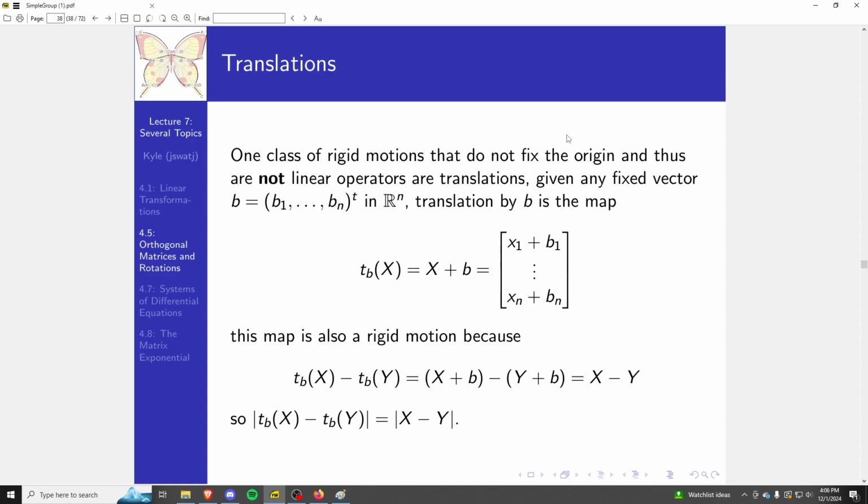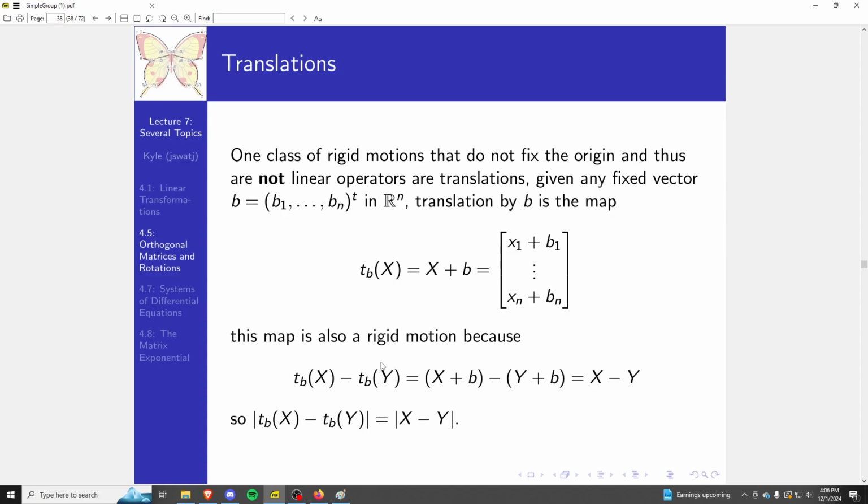And so before, literally in the chat, someone mentioned translations, and that's exactly the next thing we're going to talk about, which is that rigid motions that don't fix the origin are one, not linear operators, and two, we call them translations. Any fixed vector b in R^n can be translated, and this is the map that we use as T_b of x.